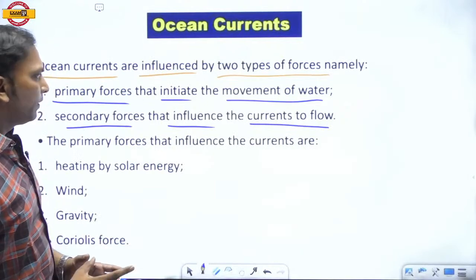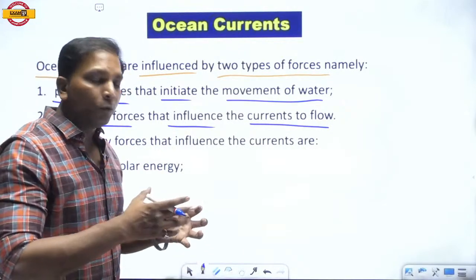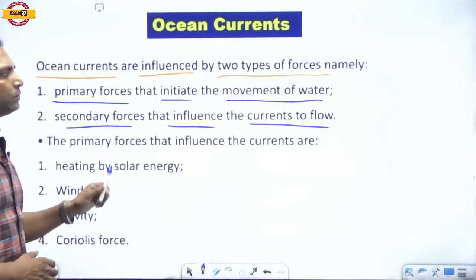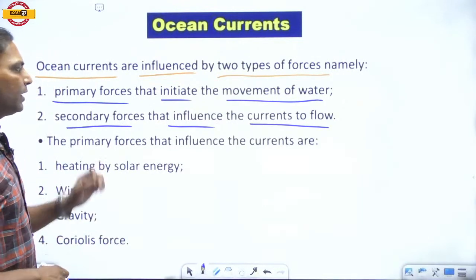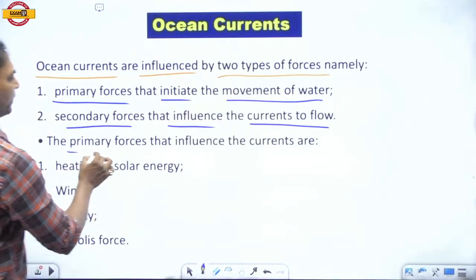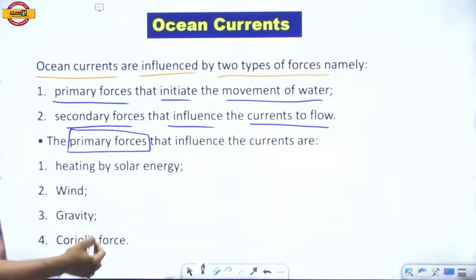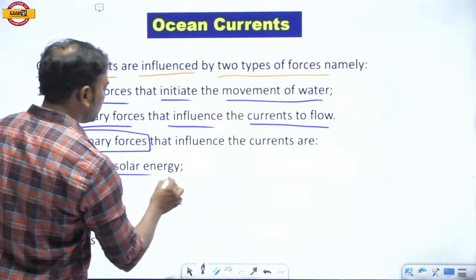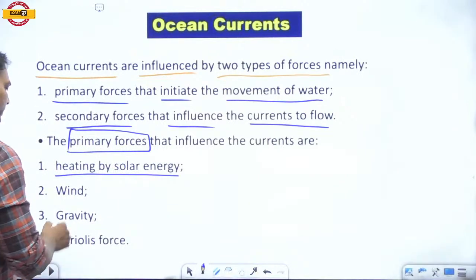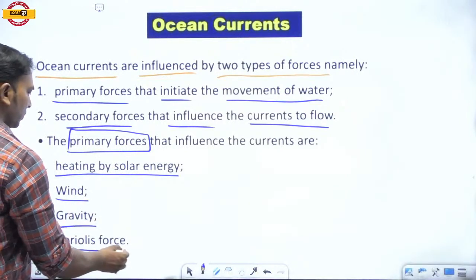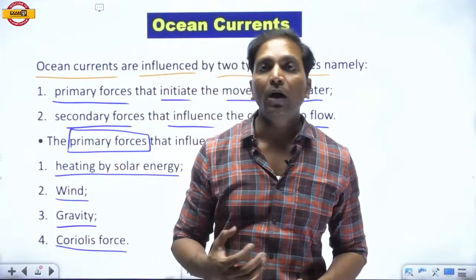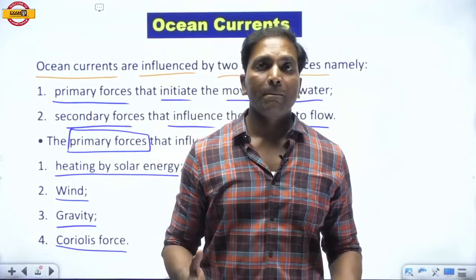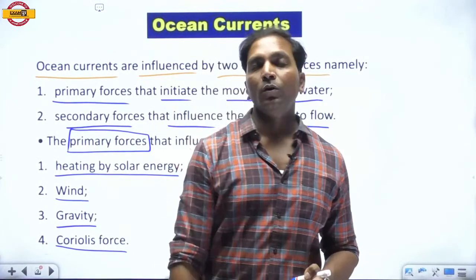The first one, which will generate the movement of water, and the second force will influence the currents to flow. The primary forces that influence the currents are, what are the primary forces which influences the currents for the movement of water? That is the heating by solar energy, the winds, gravity, and the Coriolis force. So these are the forces. I'm talking about the forces, and now I'm going to explain how the currents originates. And how the questions arise in a UPSC IAS.